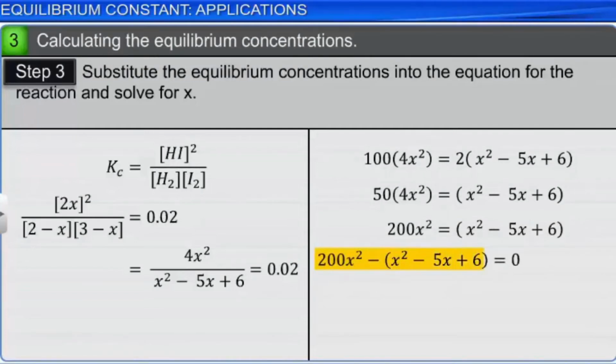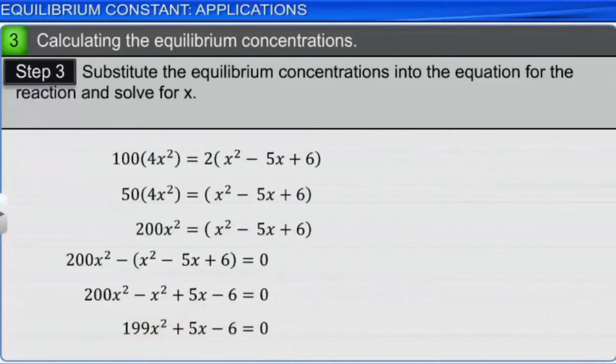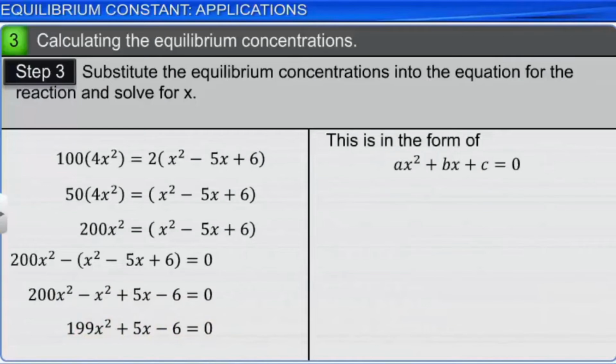This becomes equal to 200x square minus x square plus 5x minus 6 is equal to 0. This is equal to 199x square plus 5x minus 6 is equal to 0. This is in the form of a quadratic equation, ax square plus bx plus c is equal to 0. In this equation, a is equal to 199, b is equal to 5, and c is equal to minus 6.